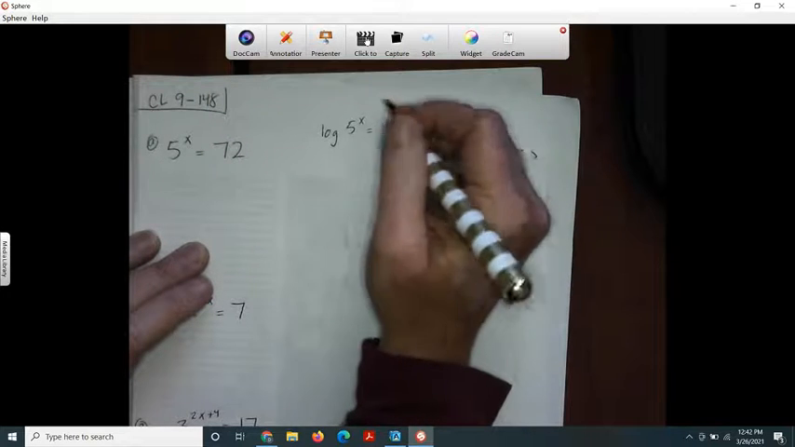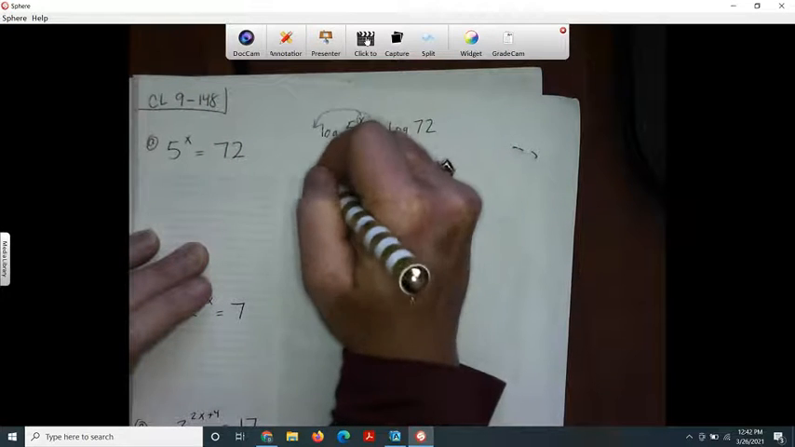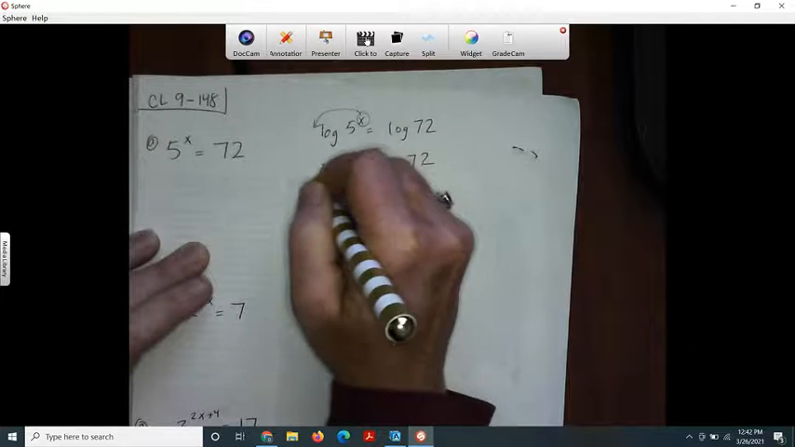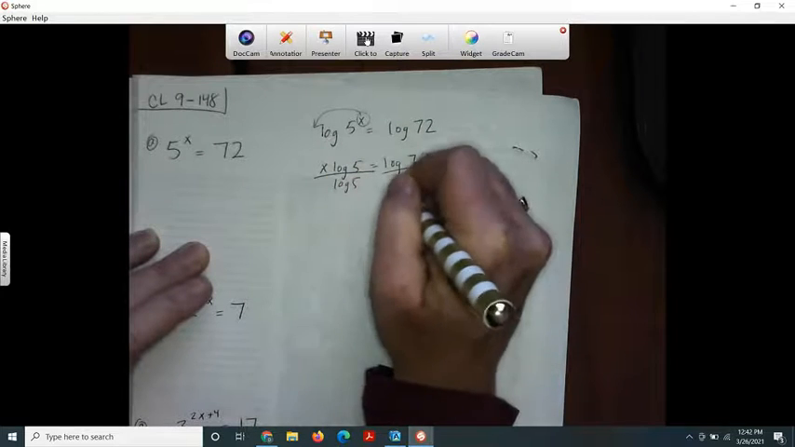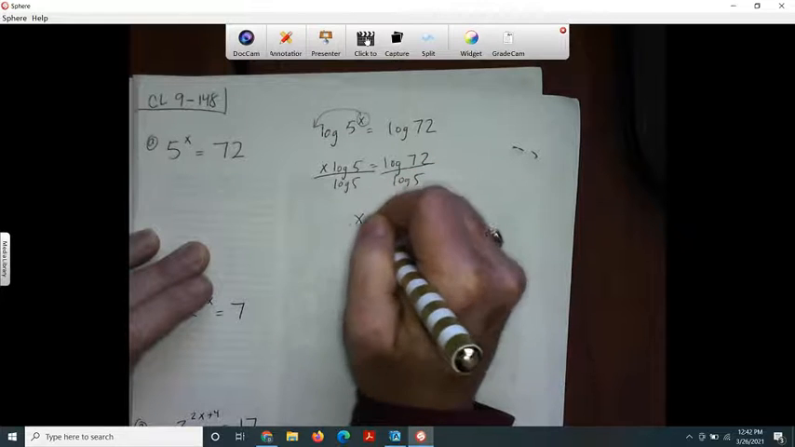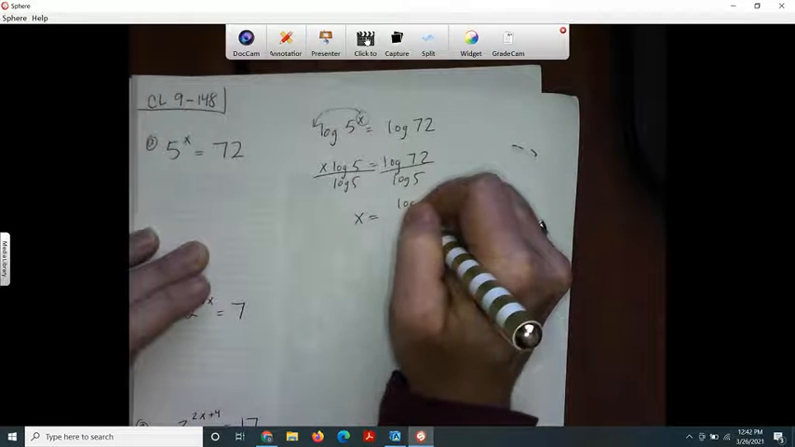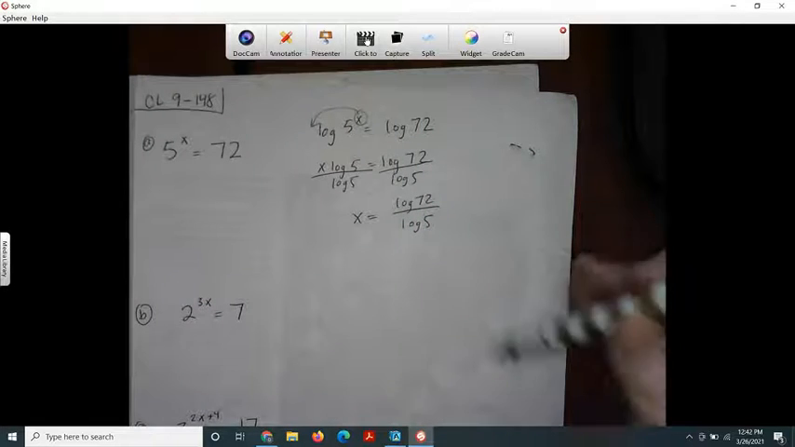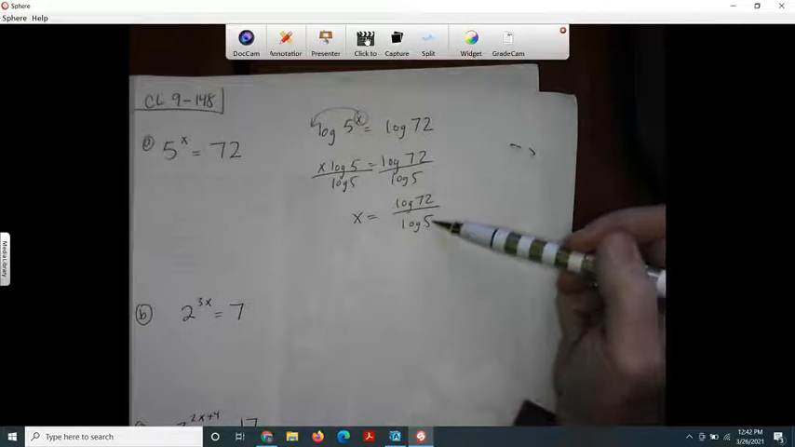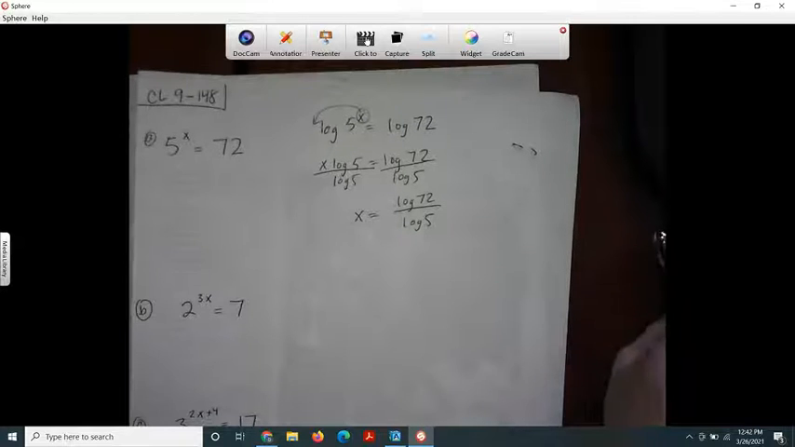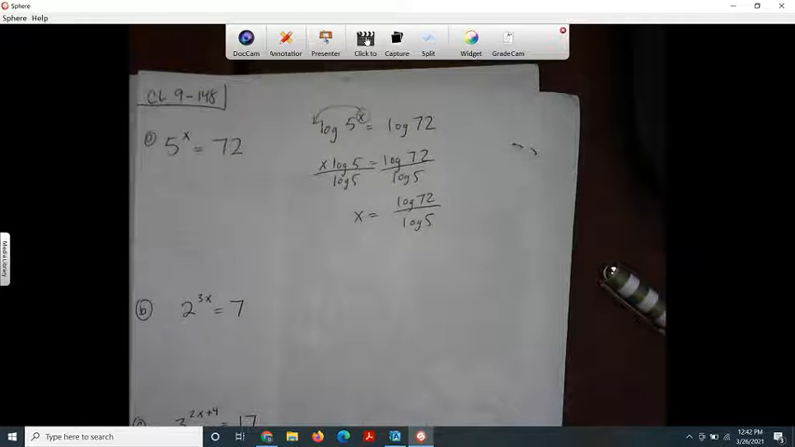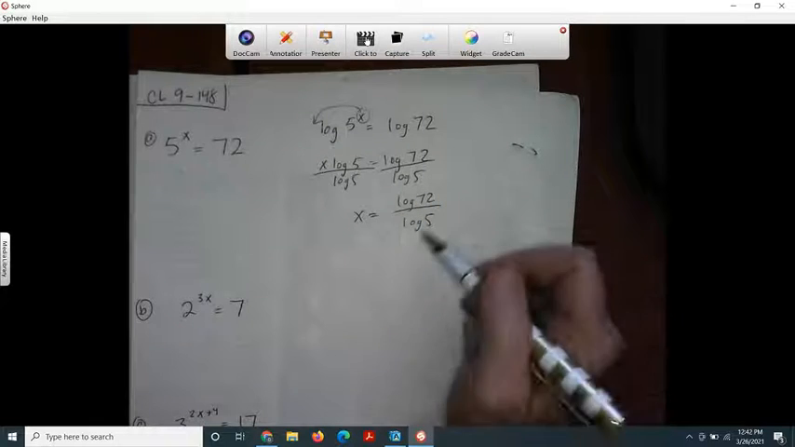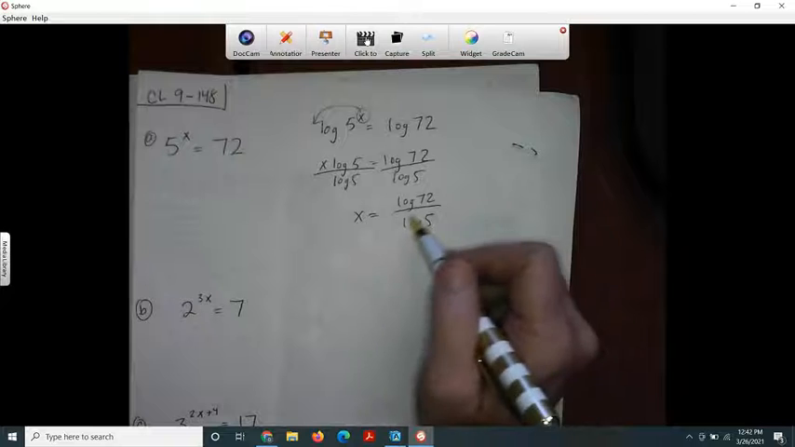Then you could bring the x out front. And you can divide. So x equals log 72 over log 5, and you can't go 72 divided by 5 and then take the log of that number, because that defies the order of operations. You have to find out what this log is and find out what this log is and then divide.